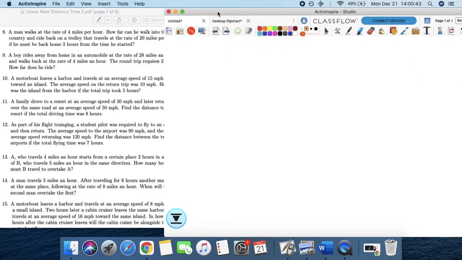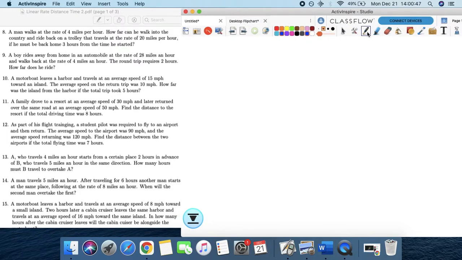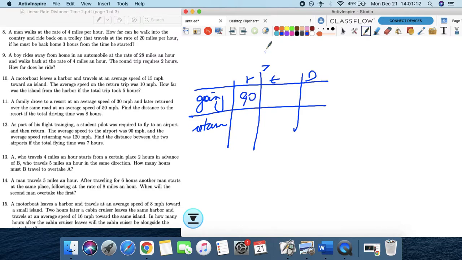Problem 12: as part of his flight training, a pilot was required to fly to an airport and then return. Okay, so we know, going, he was at 90 miles an hour. Let me just type in going, and I create a table right away. I need to create T and D. We write return. So going was at 90 miles an hour. Okay. And returning was at 20.